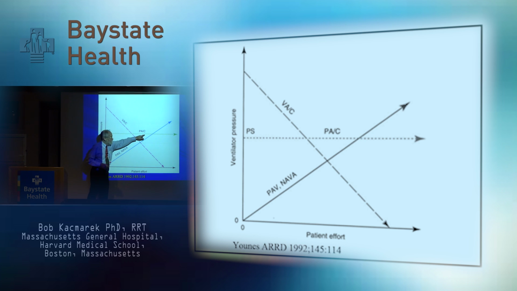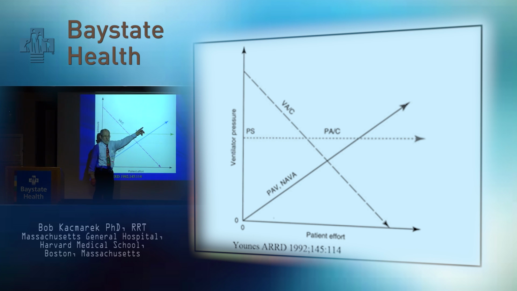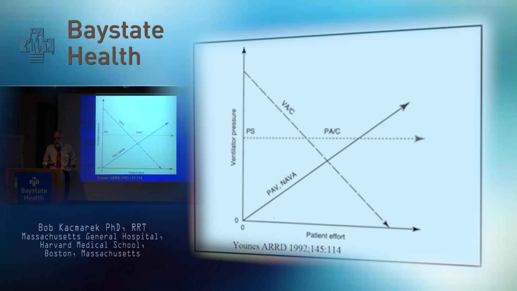Pressure support and pressure assist control, you have a constant pressure, regardless of what the patient is doing. Obviously, there's some variation in reality, but theoretically, you have a constant pressure established. In PAV and NAVA, you have a direct relationship. The more the patient pulls, the more the ventilator pushes. Why? Because you set the proportion of effort that the ventilator is going to provide, 40%, 50%, 60%. So no matter what the patient does, you get that same proportion, but obviously it's going to be higher the greater the overall effort on the part of the patient.